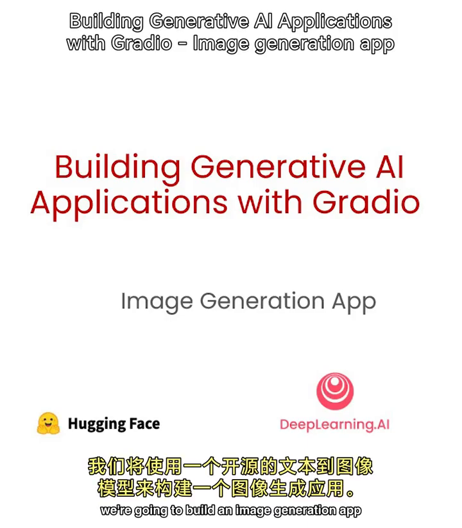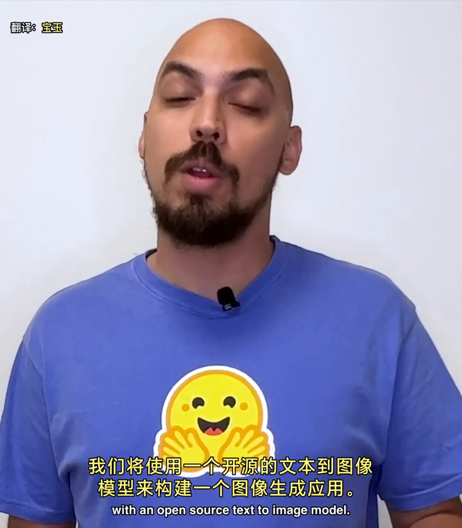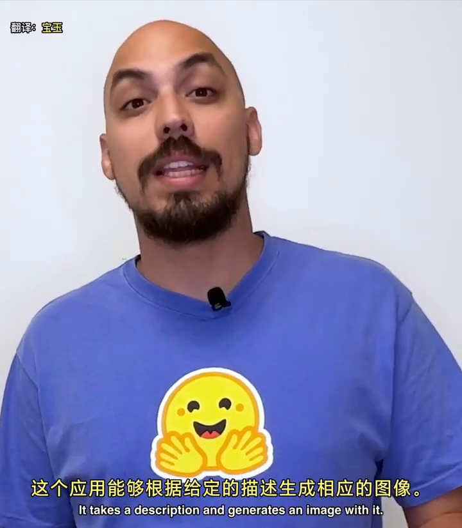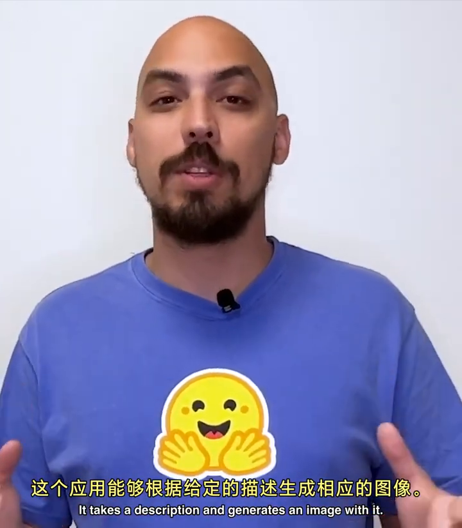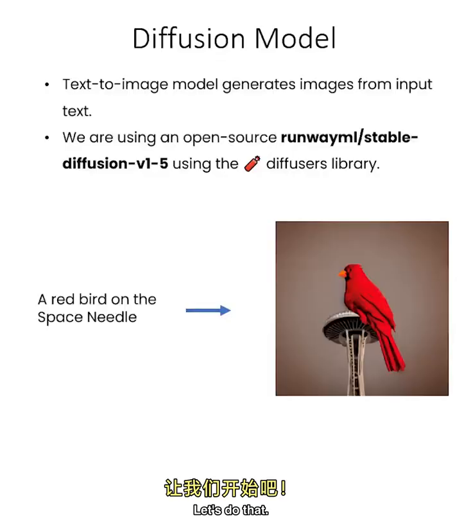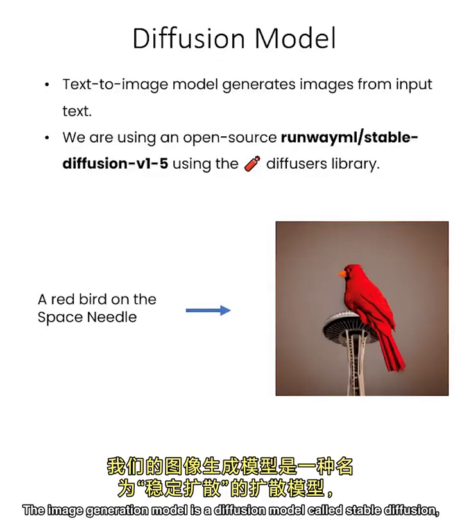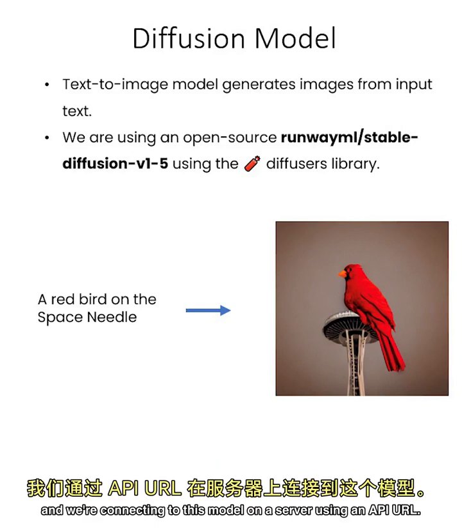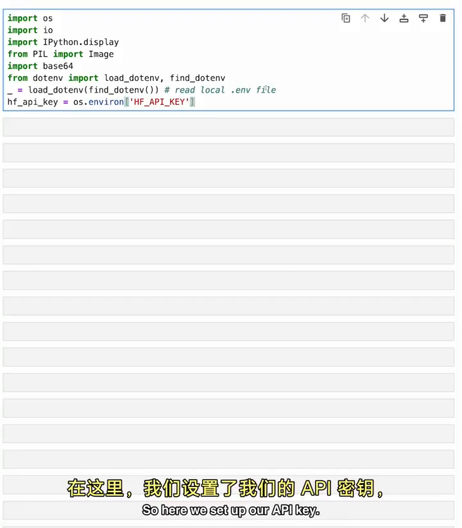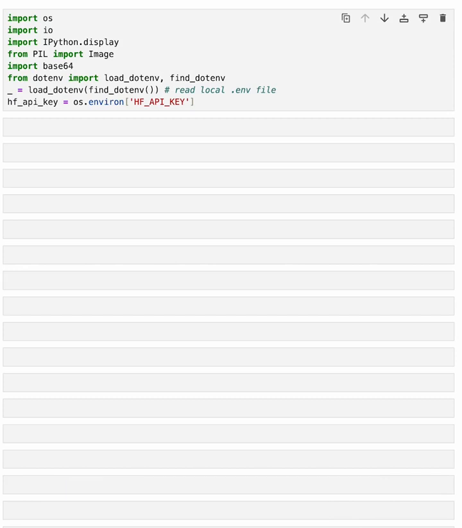In this lesson, we're going to build an image generation app with an open source text-to-image model that takes a description and generates an image with it. Let's do that. The image generation model is a diffusion model called Stable Diffusion, and we're connecting to this model on a server using an API URL.